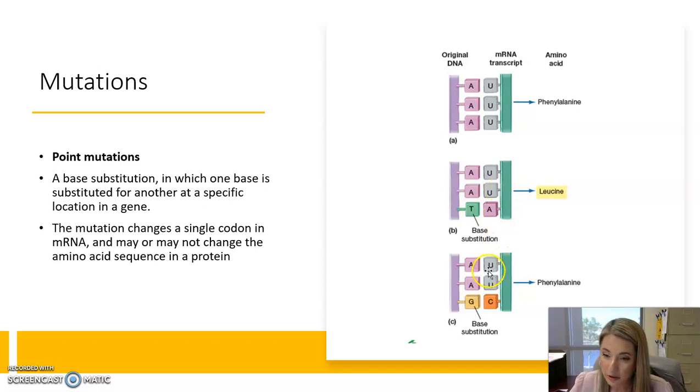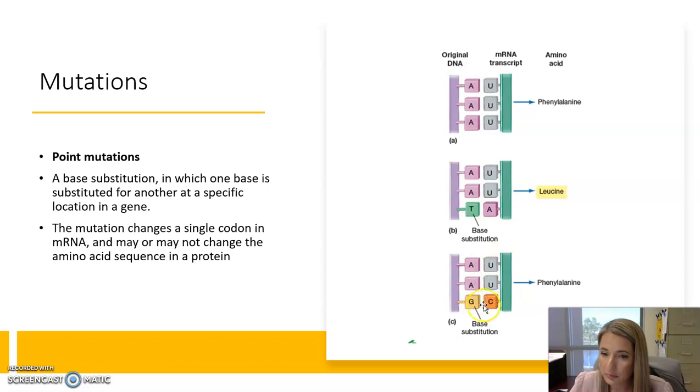Sometimes mutations occur and it doesn't have any type of substantial impact. So to look at that, let's say it was supposed to read AAA, but now it reads AAG. So right here, this is our point mutation. This was supposed to be an A and it's a G. So when this gets transcribed into RNA, instead of saying UUU, now it says UUC.